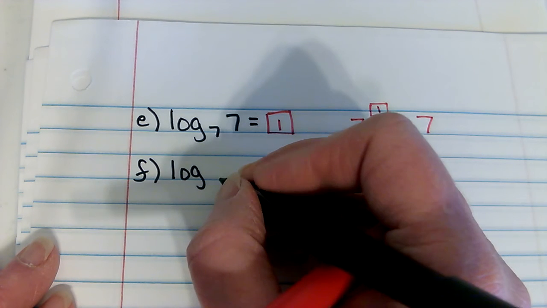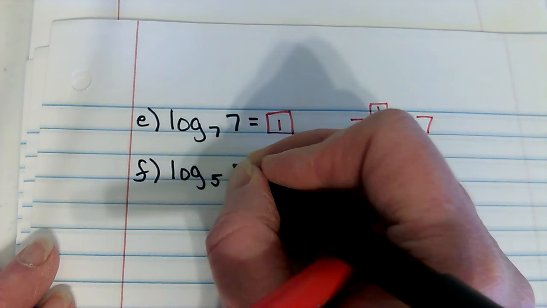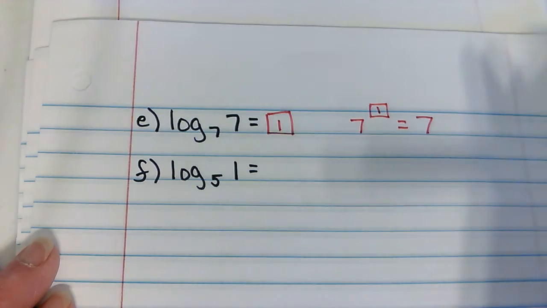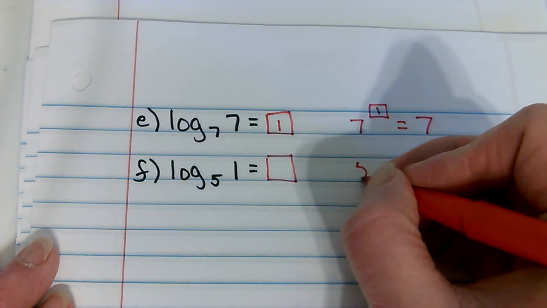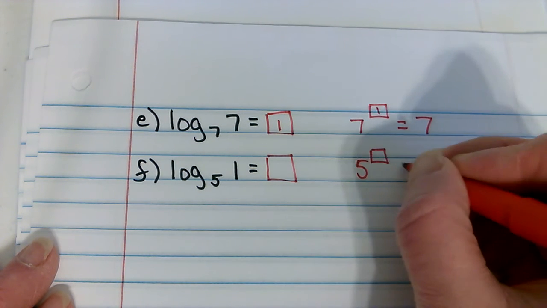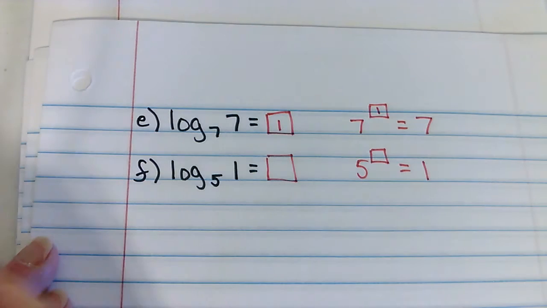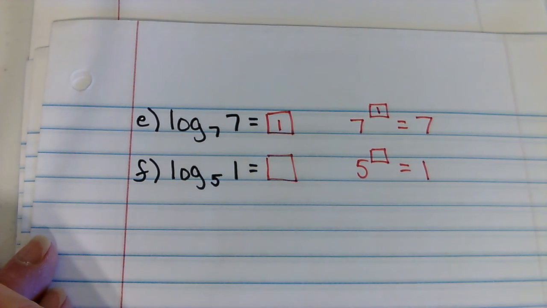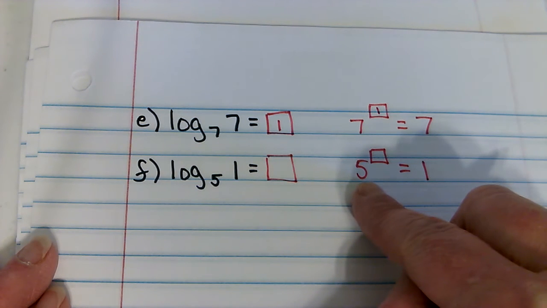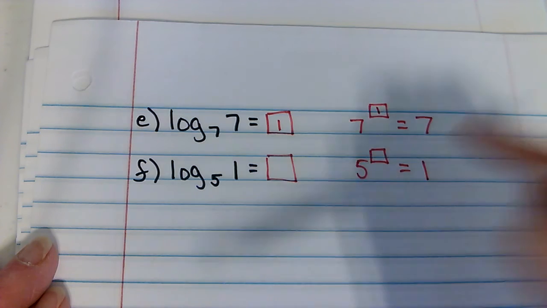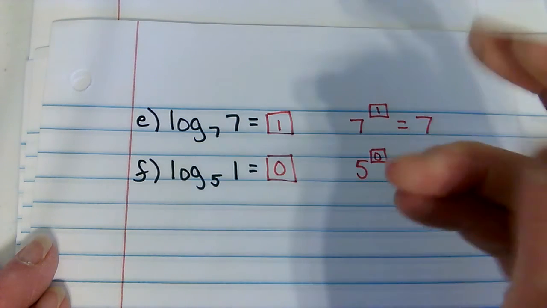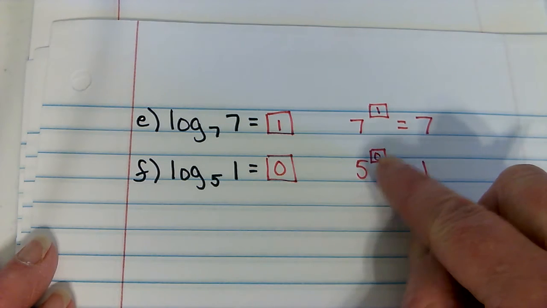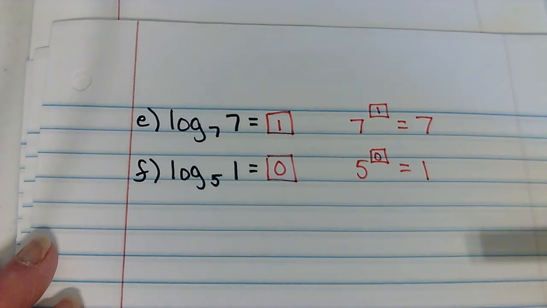Log base 5 of 1 equals what? So 5 to what exponent gives me 1? Think back about when we did the exponential graphs. 5 to what exponent gives me 1? That'd have to be a 0. Anything to the 0 power gives me 1.